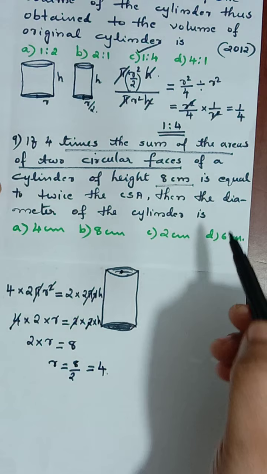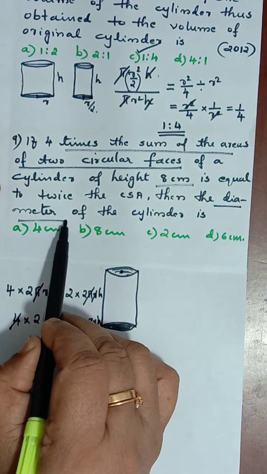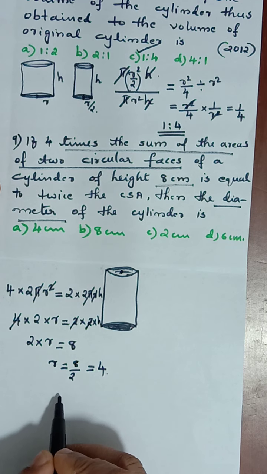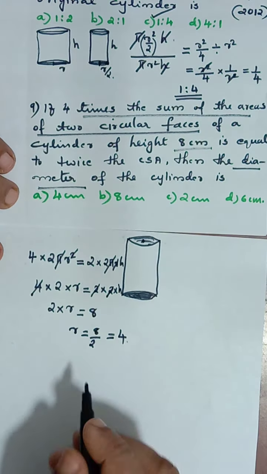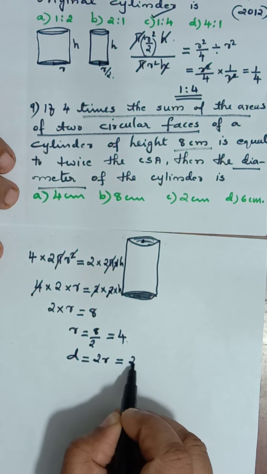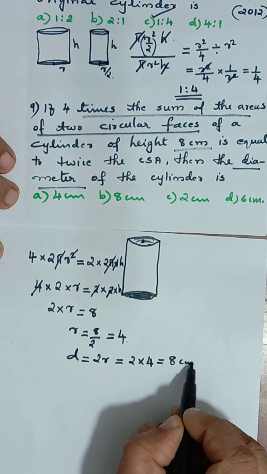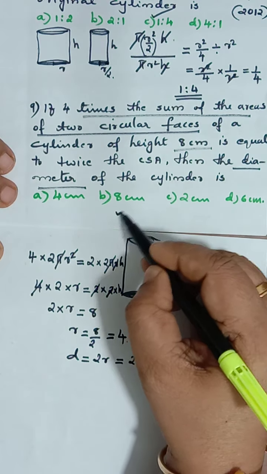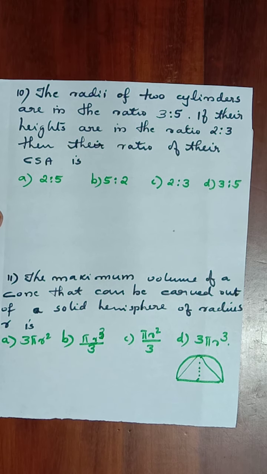What is the question? Come back to the question and read again. It asks for the diameter of the cylinder. With the radius you should not be satisfied. You have to write the diameter. Is the diameter equal to 2 times the radius? Therefore 2 into 4, that is 8 centimeter is your answer. Hope you understood. Let us see the next question.